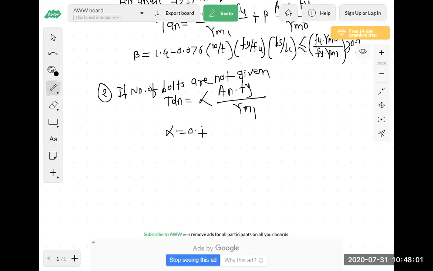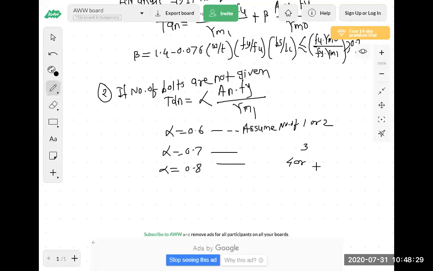Mahesh, I am writing here. Alpha is equal to 0.6. कधी घेणार 0.6? We have to assume number of bolts 1 or 2. Number of bolts are not given, so we have to assume. Then alpha is equal to 0.7 for number of bolts 3, and alpha is equal to 0.8 for 4 or more. And again that is given on the page number 33.